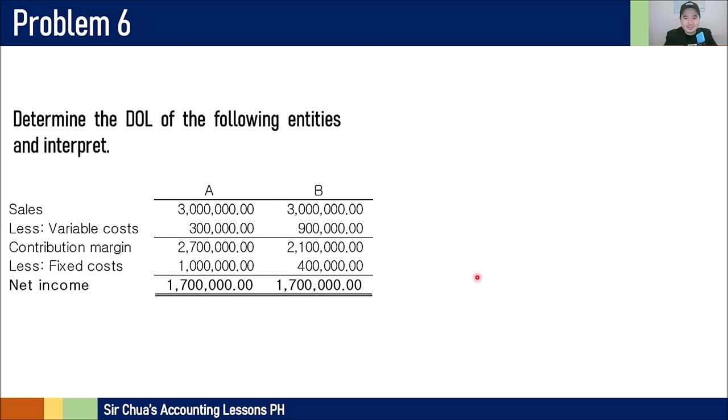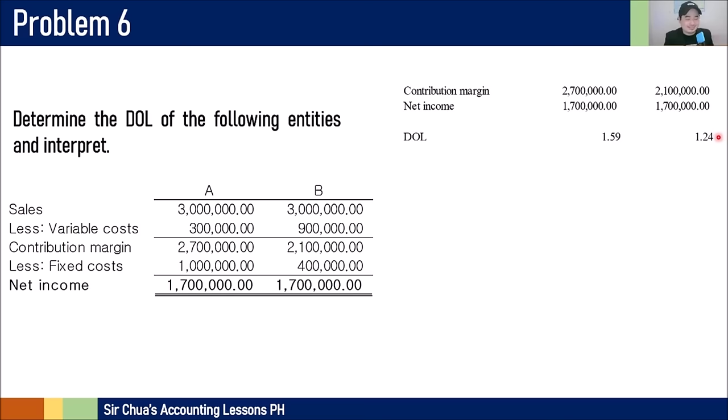Okay. Ang contribution margin ni company A is 2,700,000. Sorry, hindi ko nalagyan ng label dito. Parang kayo walang label. Okay, and then ang net income naman po natin is 1,700,000. So pag-divide lang po natin, your degree of operating leverage is 1.59. Ano mo ibig sabihin nun? Check natin, wait lang. Next, your contribution margin naman for company B is 2,100,000 and your net income is 1,700,000. Your degree of operating leverage is 1.24. Paano naman po natin i-interpret yan?